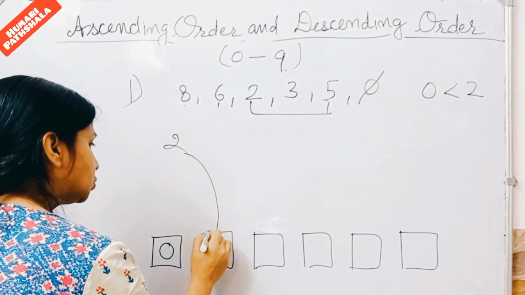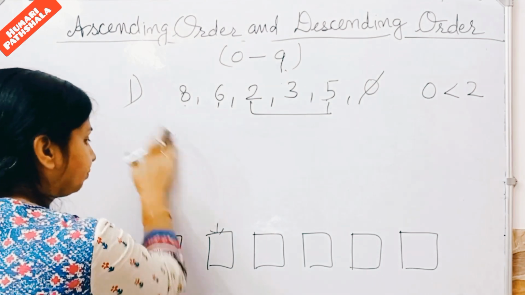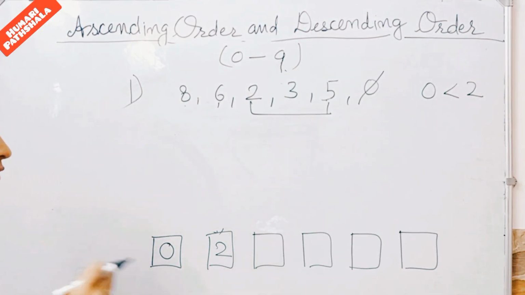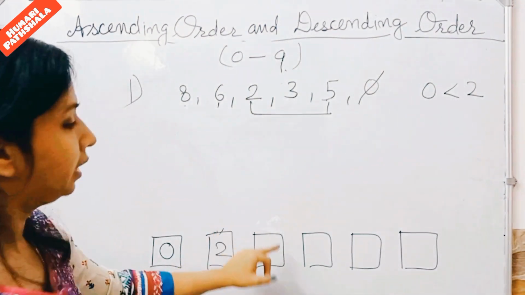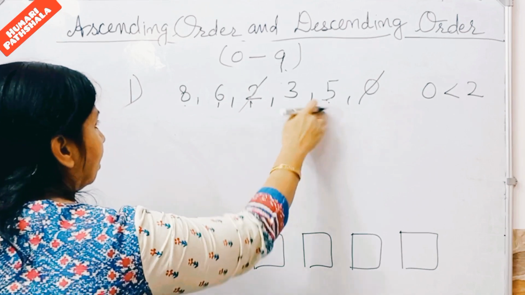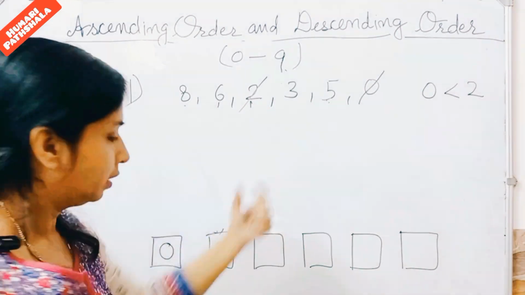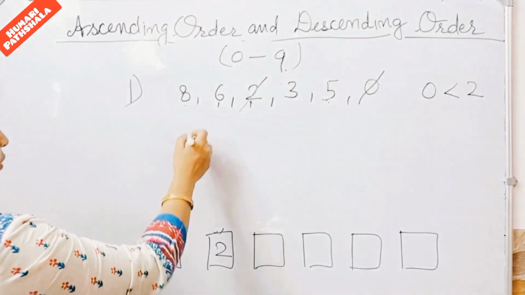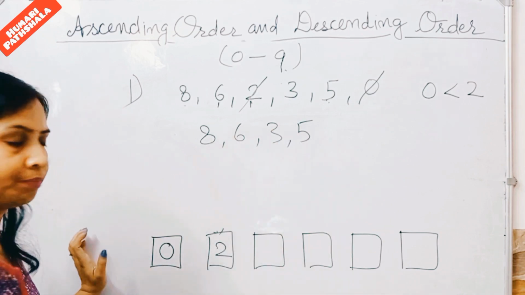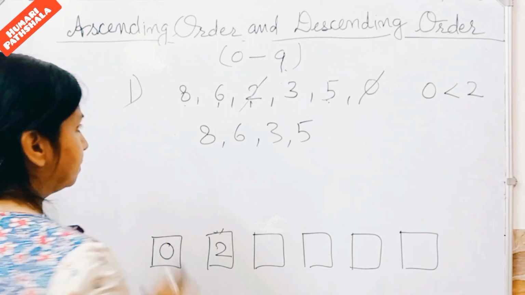Now we will write 2 here in the second block. Now we have to find the number which is greater than 2 and smallest among these 4 numbers. The left out numbers are 8, 6, 3, 5. Now compare these 4 numbers and find the smallest.